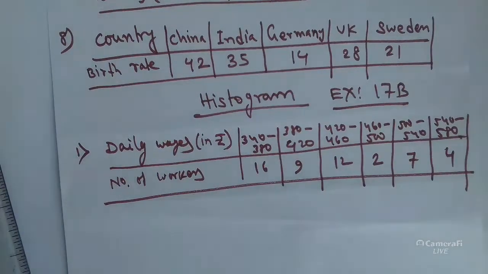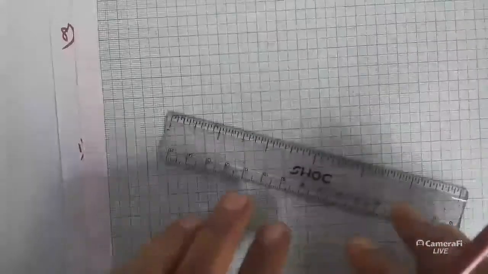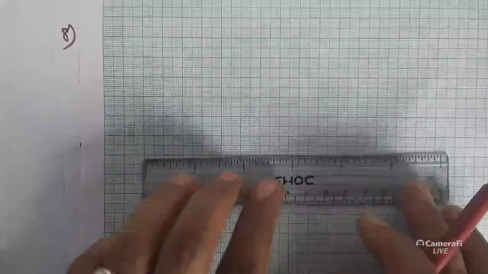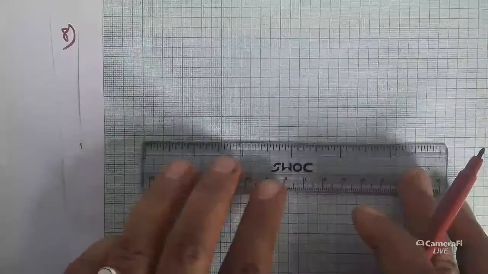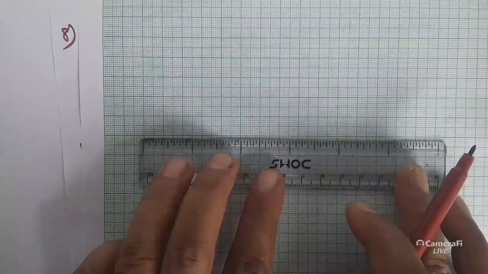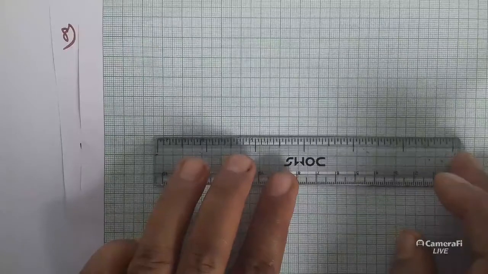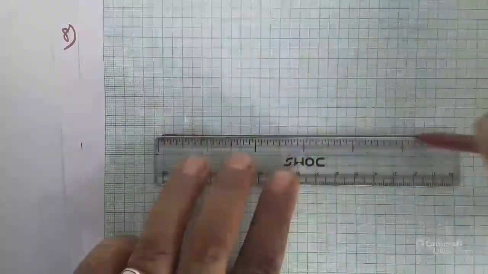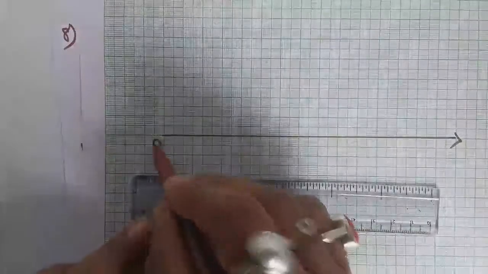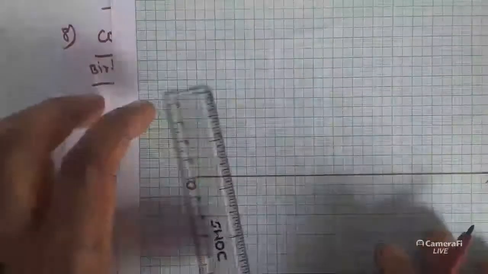Now we have to represent this data by constructing a histogram. So we have to construct a histogram now. In a similar process as the bar graph, at first we have to draw the x-axis and y-axis. So at first we draw the x-axis, and then the y-axis.